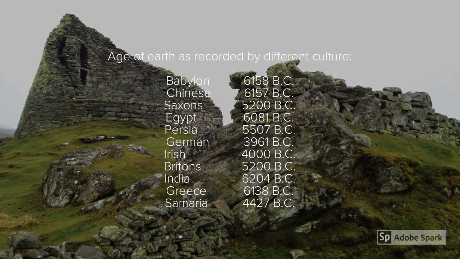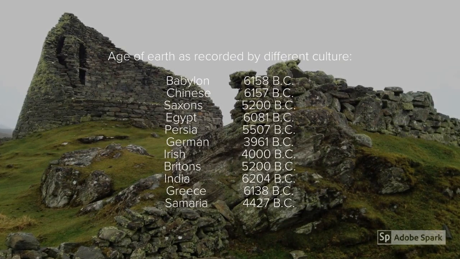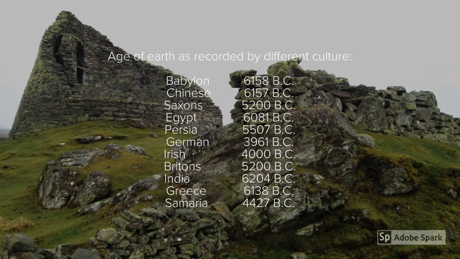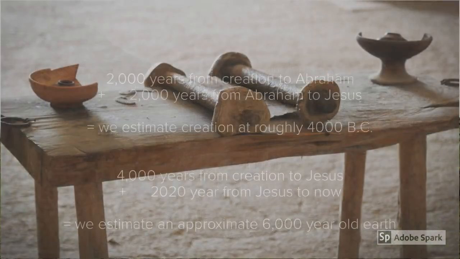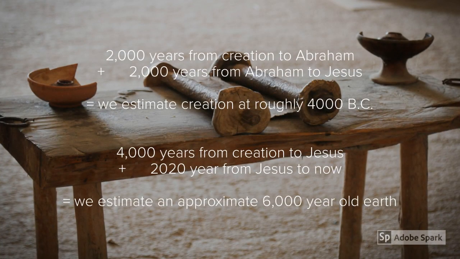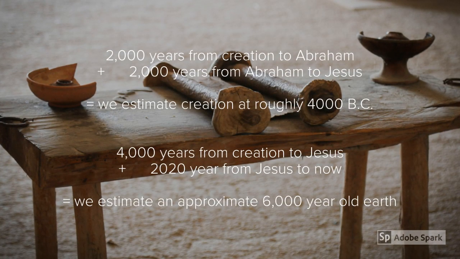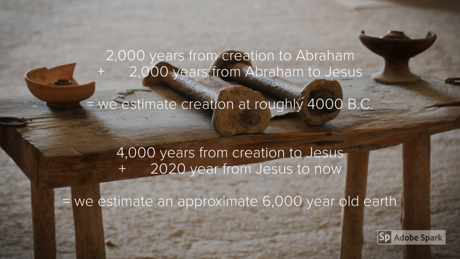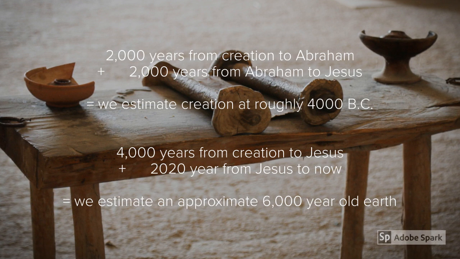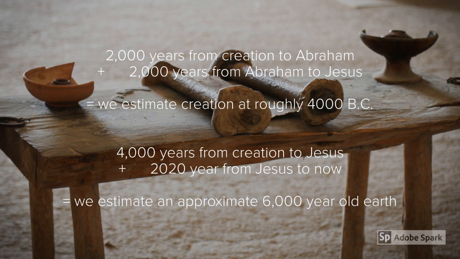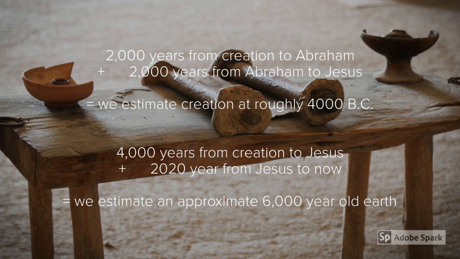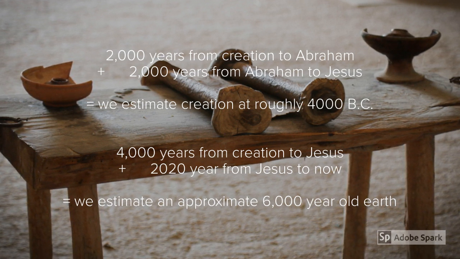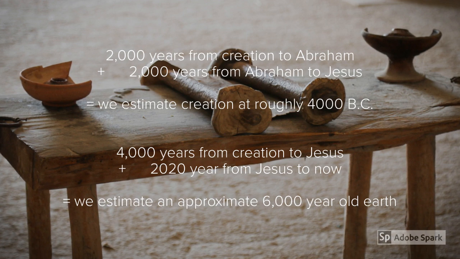Let me remind you from session 2 of how other ancient cultures dated creation. We have nowhere near millions of years. Again from session 2 and using the biblical chronology from Genesis chapters 5 and 11, we can map out 2,000 years roughly from creation to Abraham, 2,000 years from Abraham to Jesus, which gives us a creation at around 4,000 BC. That aligns with what we have seen from the historical sources. Now if we add in another 2,000 years, we have a 6,000-year-old Earth.